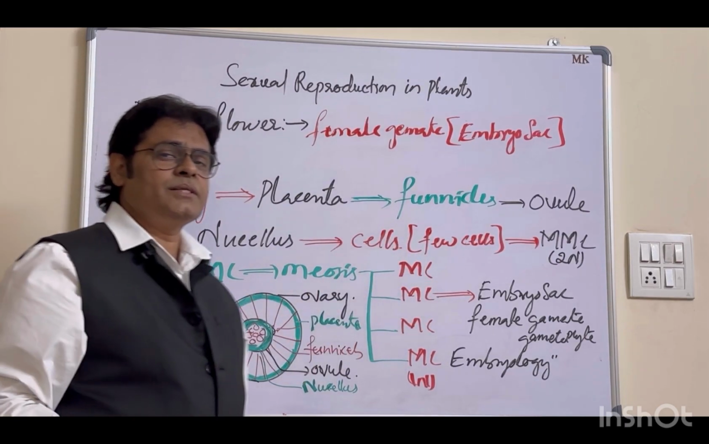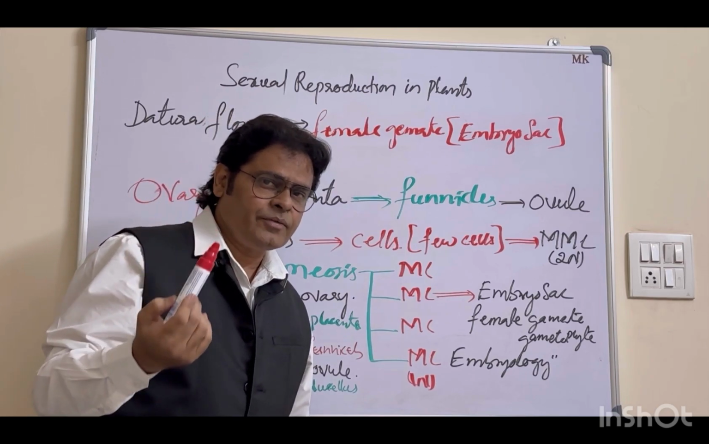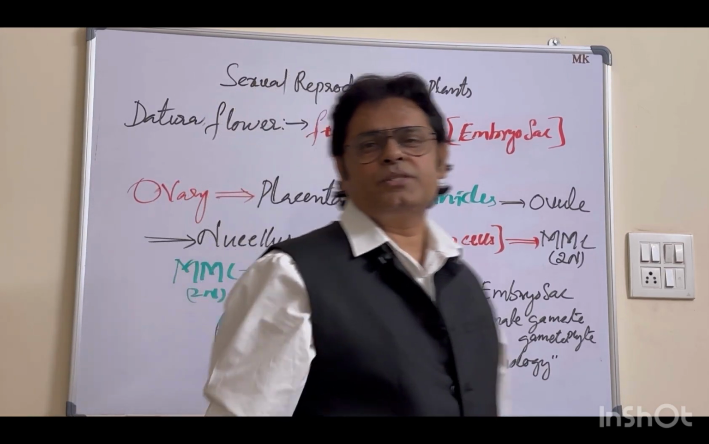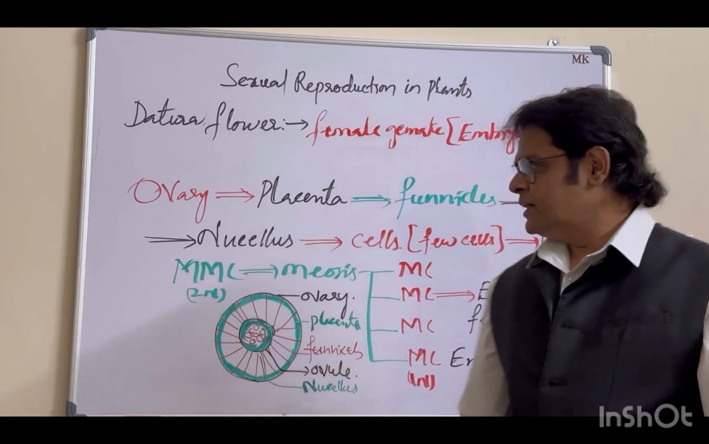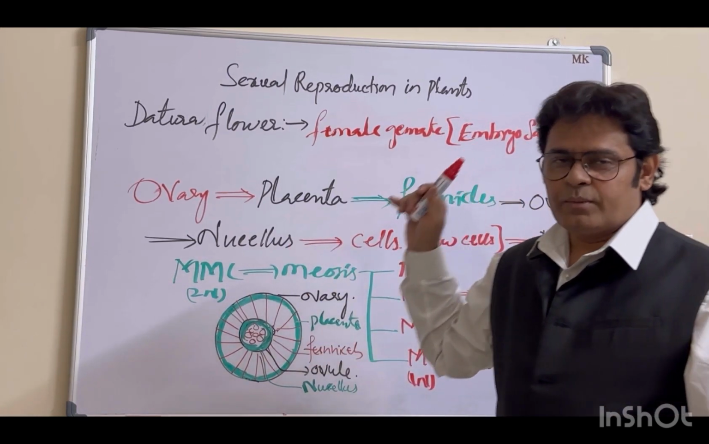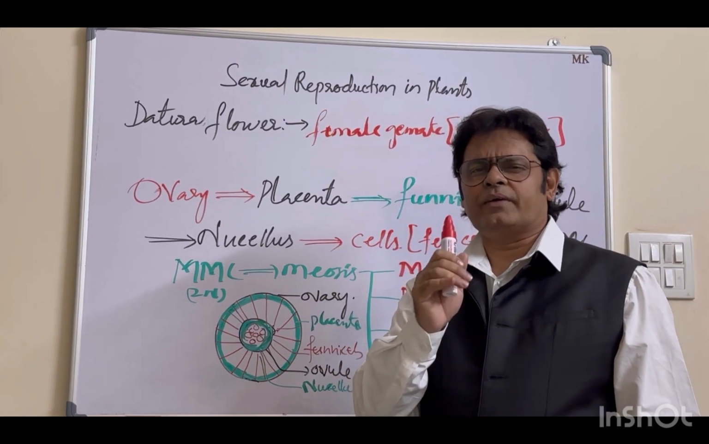What is the embryo sac called here? Female gamete or female gametophyte. And the study and formation of the embryo sac is called palynology. Clear? I think understood. Remember this flowchart. If you remember the flowchart, you can definitely write a perfect answer.